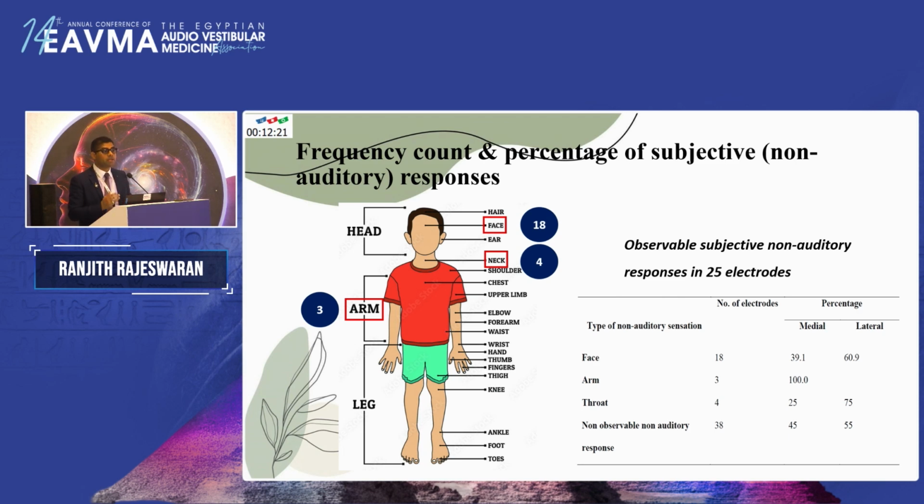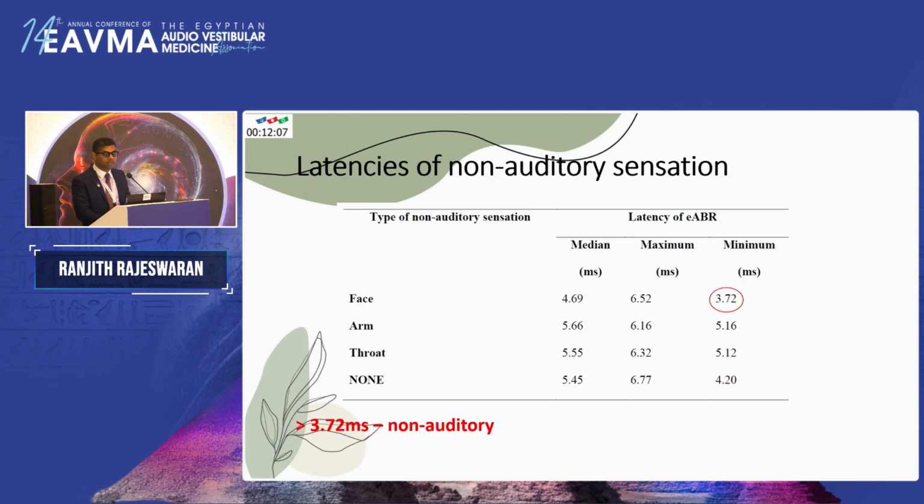So which means you may have patients who can exhibit observable non-auditory stimulations, you can see it, and you may also have subjects where non-auditory sensation is there, but it is not visible to us. The minimum latency of the non-auditory response is 3.72 milliseconds. So any response beyond 3.72 or 4 milliseconds, we can consider as non-auditory in this case, right?